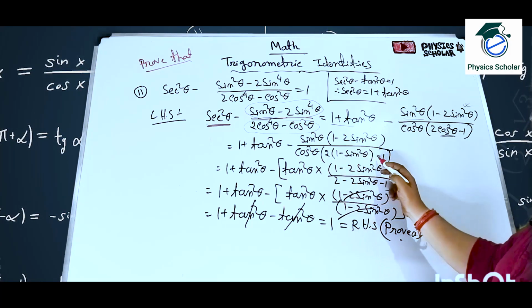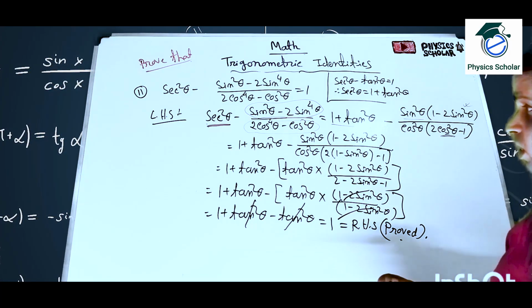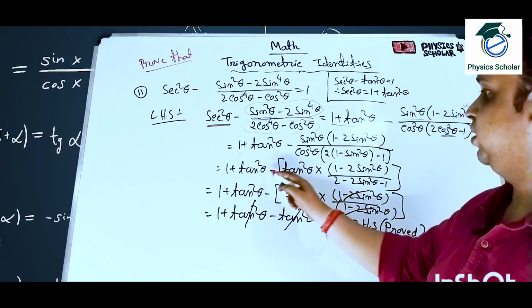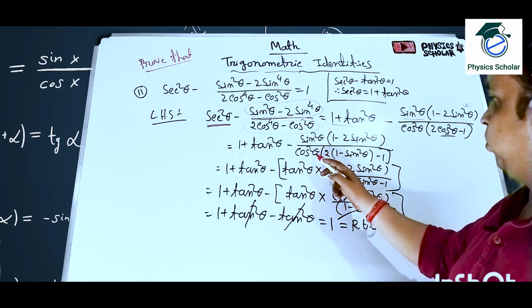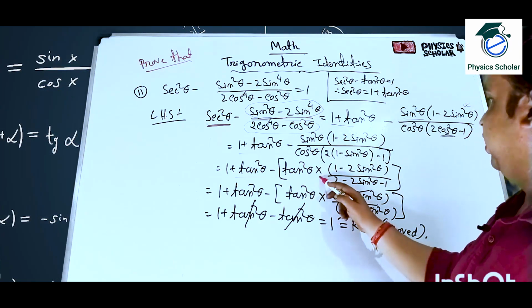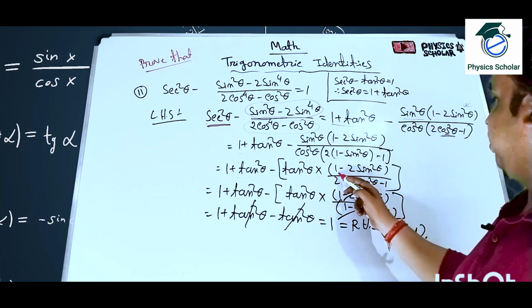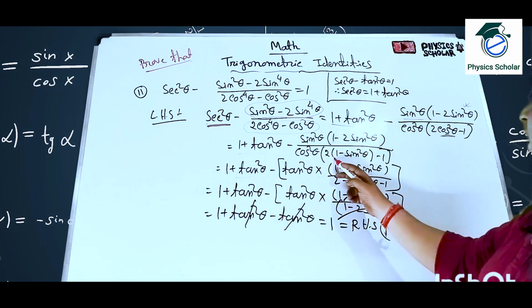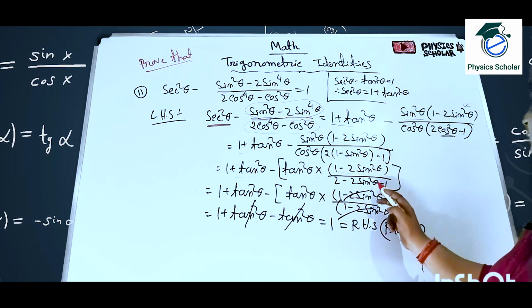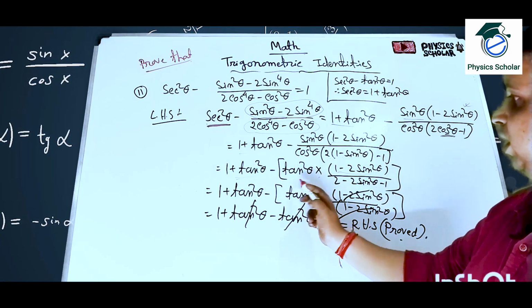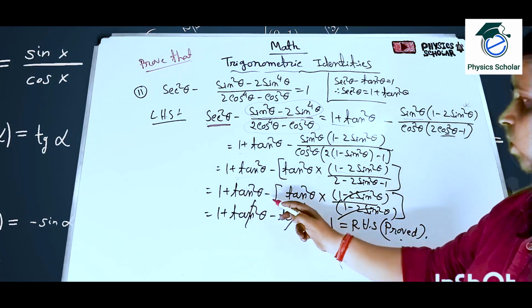So 2 into 1 minus sin square theta minus 1. Now this as it is I am writing. Now sin square theta by cos square theta means what? Tan square theta. Clear? Into what is there in the numerator we are writing the same thing, and here what? 2 minus 2 sin square theta minus 1. Clear?